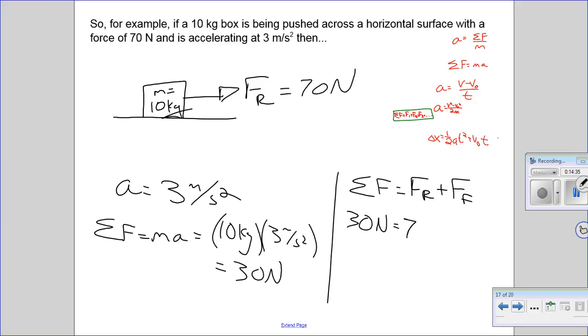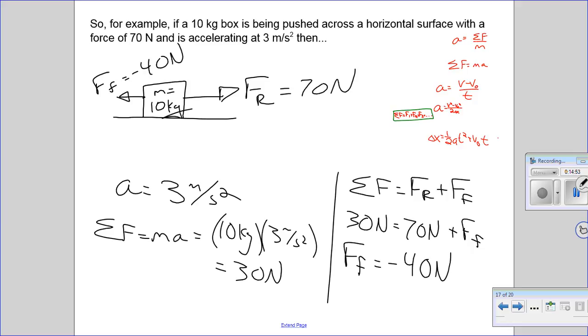Force of Roy is 70 plus force of friction, and solve, right? What do you get? Good, you get negative 40. What's the significance of the negative? It tells us what direction it's going in. So if you trust the equations, they will keep track of your signs for you. And they'll tell you information about the direction. Cool? Questions?